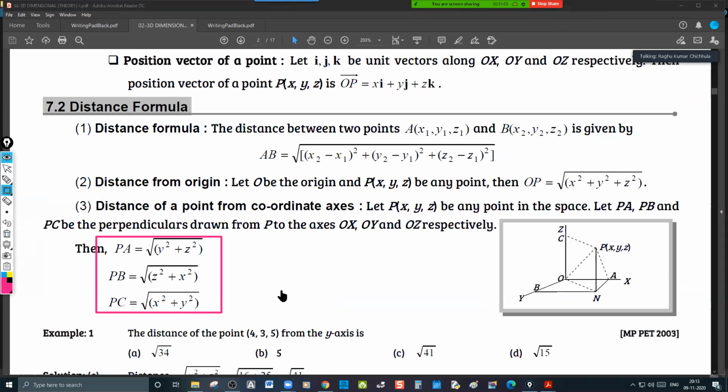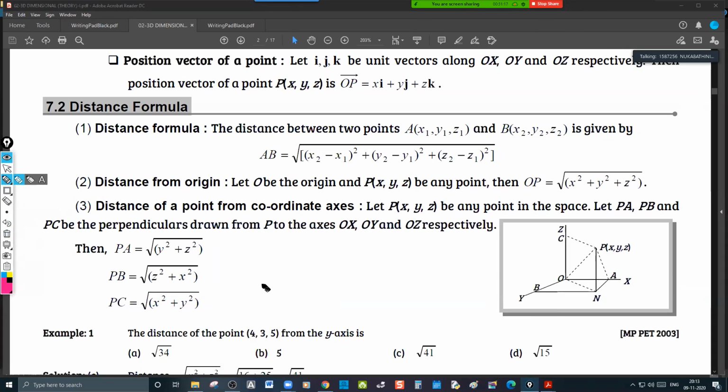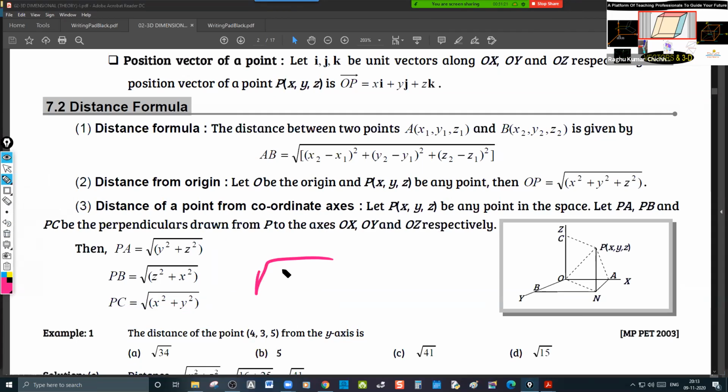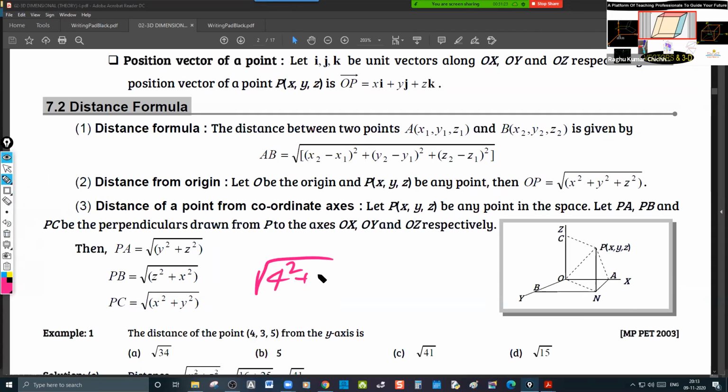Now, if you want the question, let us see the direct question here: the distance of the point (4, 3, 5) from the y-axis. From the y-axis means obviously PB, that is root over 4 square plus 5 square, 25 plus 16. That's it, 41. Root 41.